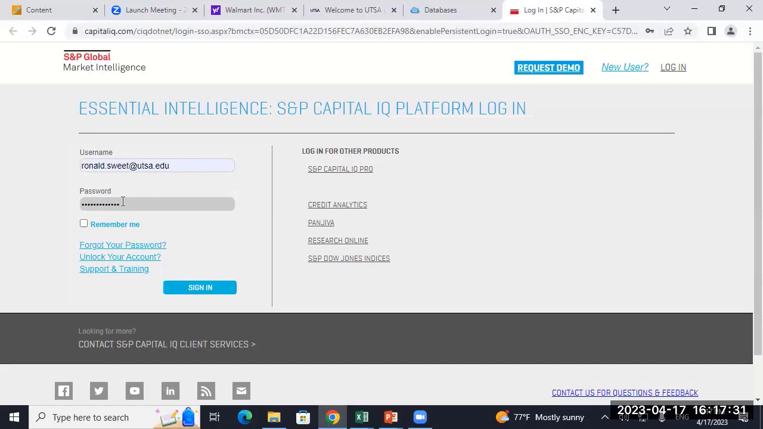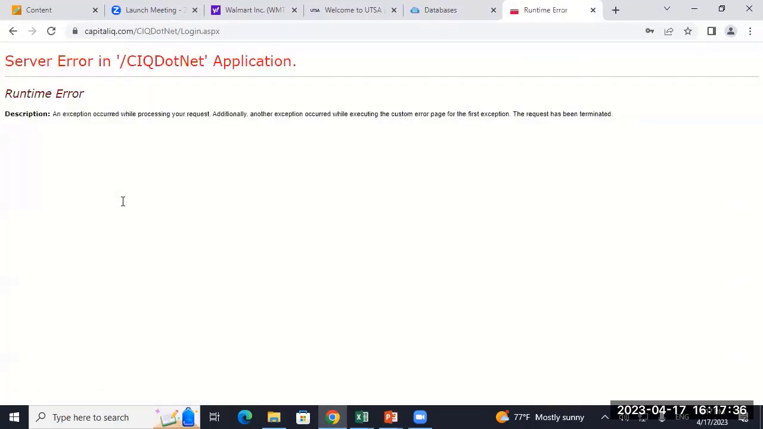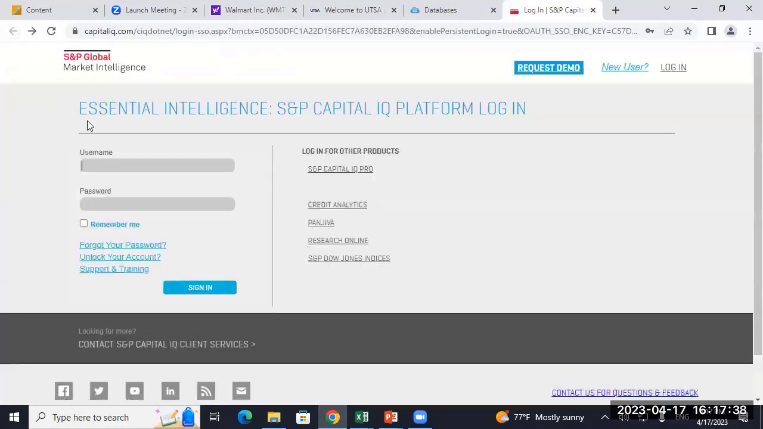If you don't have an account, just set one up. As long as you go through, I have some students who try to do it themselves without going through the library, and you really have to do it through the library. And it looks like there's some system problem.